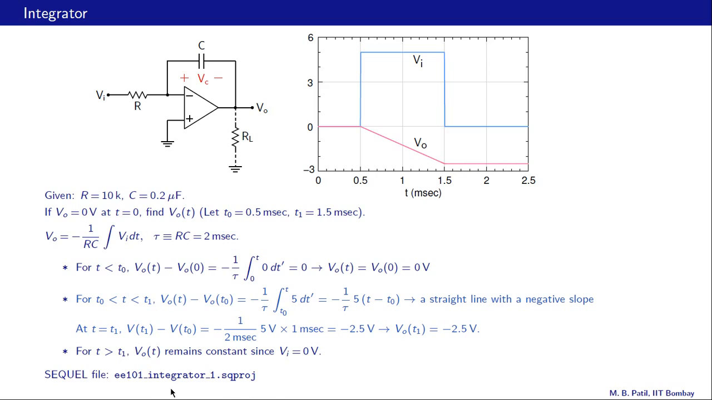There is a circuit file available for this example, and you can check out this simulation. You can try to increase this capacitance, for example, from 0.2 microfarads to 0.5 microfarads. Work out what you expect for Vo and then simulate and check whether your prediction is correct. You can also try to change this Vi from 5 volts to, let's say, 3 volts. Again, work out Vo of t and check if it is according to your prediction.